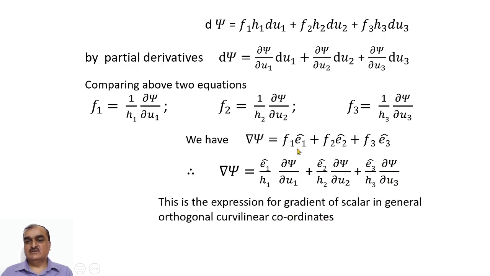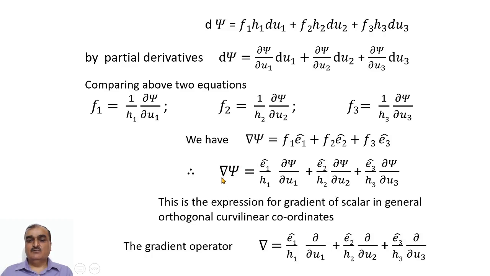This is the expression for gradient of scalar psi in a general orthogonal curvilinear coordinate system, where the del operator, or gradient operator, is equal to e1 cap upon h1 delta by delta u1 plus e2 cap upon h2 delta by delta u2 plus e3 cap upon h3 delta by delta u3.